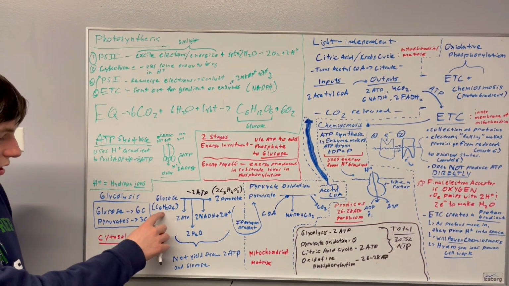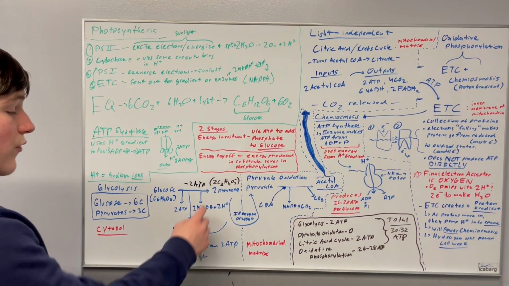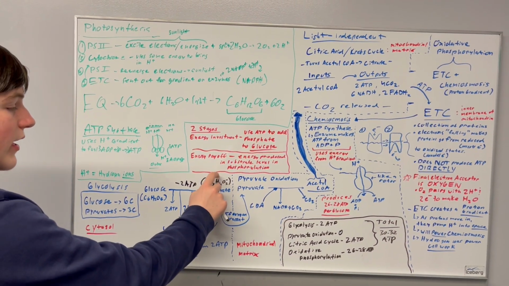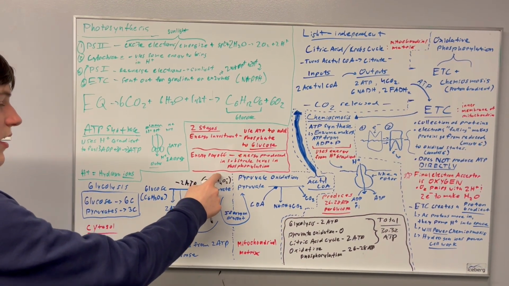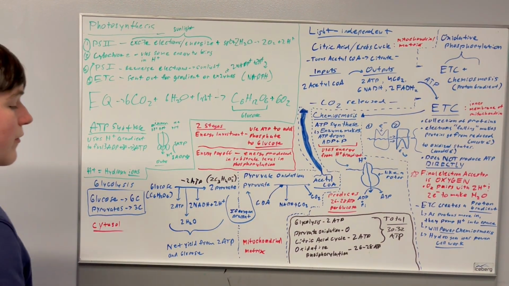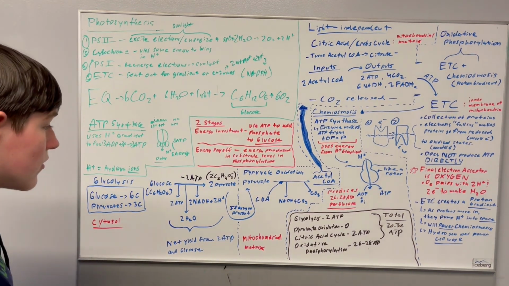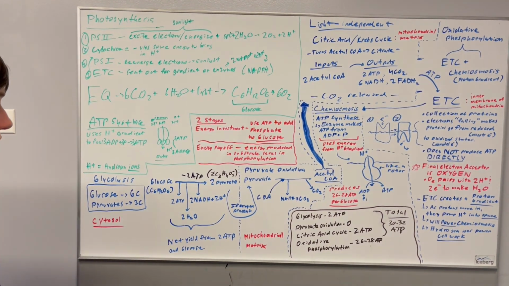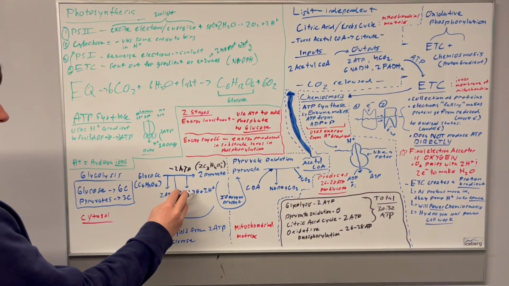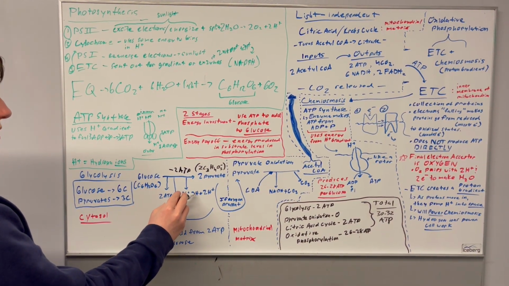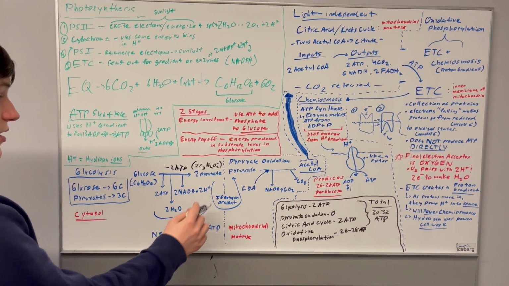Glucose is C6H12O6. One pyruvate is C3H4O3. But since you have 2 of them, it comes out as C6H8O6. And you're wondering where the 8 other H's went. So right here, you have 2 NADH, 2 times H, that's 2. 2 times H, that's 2.